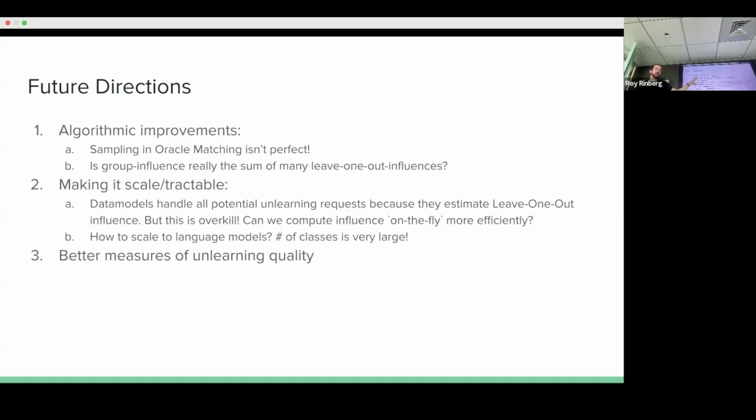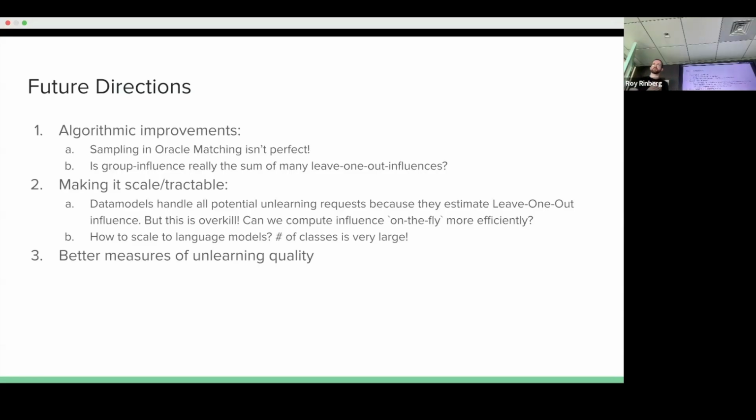I think this is the more interesting area, making it scale. What are influence functions or attribution functions that you can use? How do you scale this to language models? All great questions.